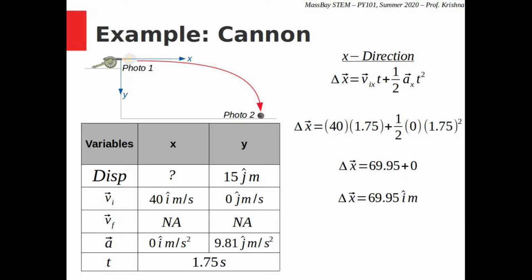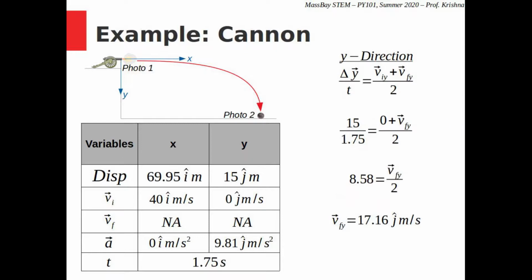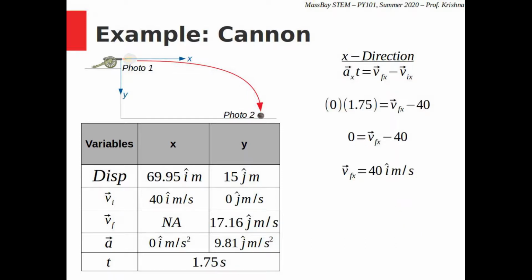We've now solved the puzzle, but while we're at it, we can also find the final velocity in both directions at the landing point. In the y direction, we can use equation 3 to find the final velocity. It is 17.16 j hat meters per second. And in the x direction, we can use equation 1 to find its final velocity. It is 40 i hat meters per second. But here, finding the final velocity in x is pretty trivial. Since the acceleration is 0, the final and initial velocities must be the same.